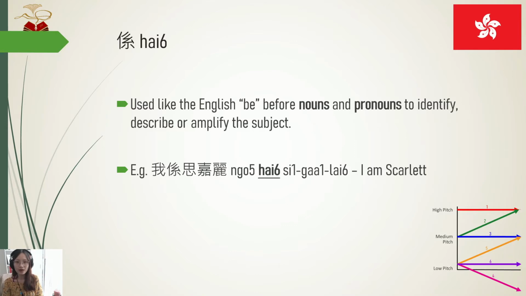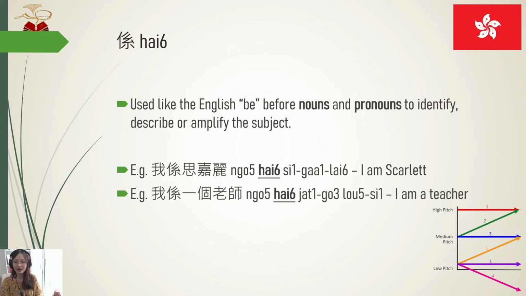Example: 我係私家嚟. This sentence you probably met before in one of my previous videos in the Cantonese series. It just means I am Scarlet. 我係私家嚟. Right? So simple as that. Next one. 我係一個老師. I am a teacher.